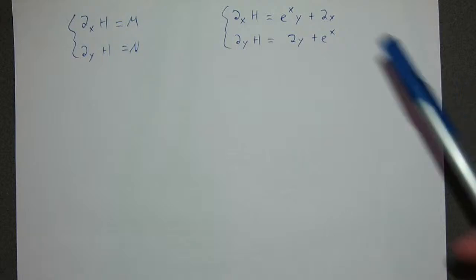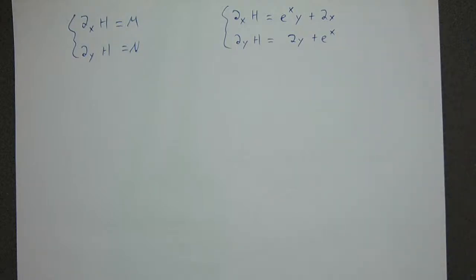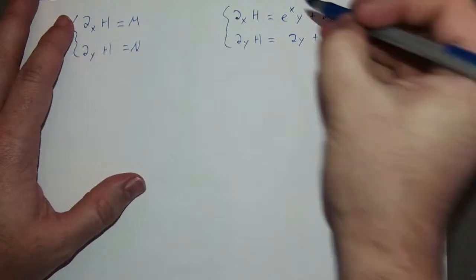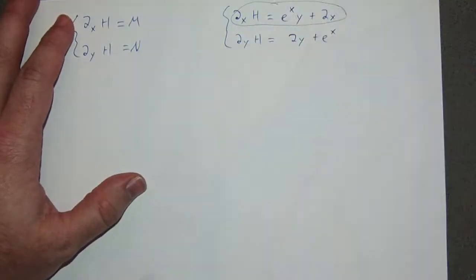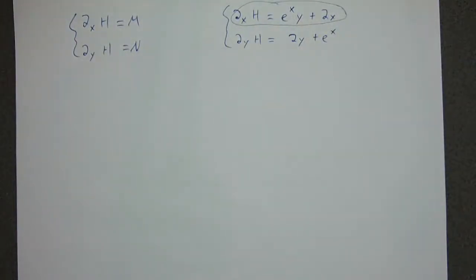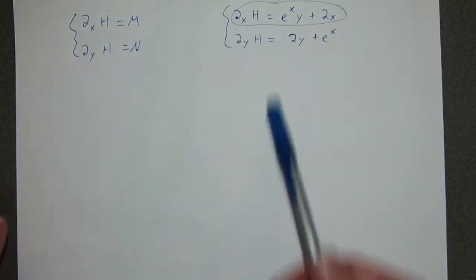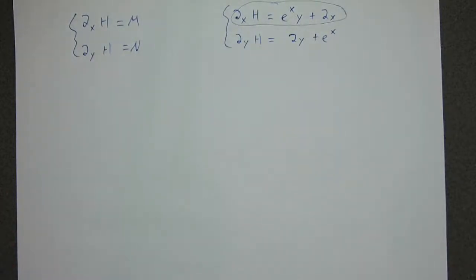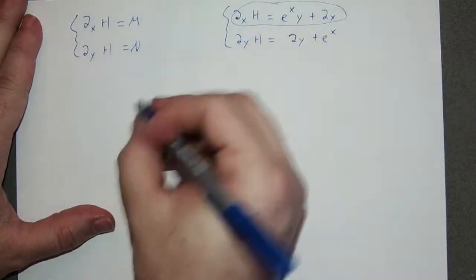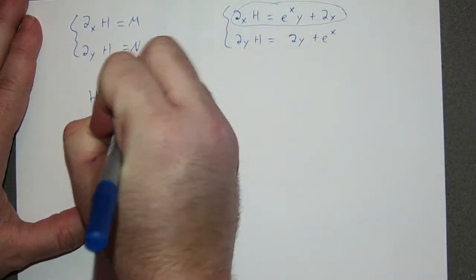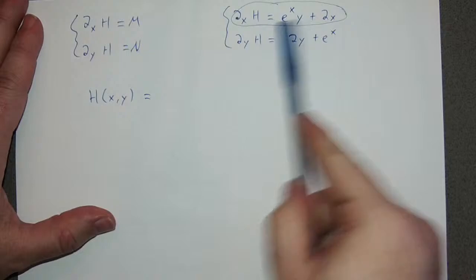I can start with either of these equations I want. Of course, practically, you may want to start with the one that looks easier to you. In this case, they both look about the same. But really, functionally, it doesn't matter what you do here, just pick one of them. I'm going to pick the top here. What I do is I integrate both sides with respect to the variable in question to get rid of this partial derivative.